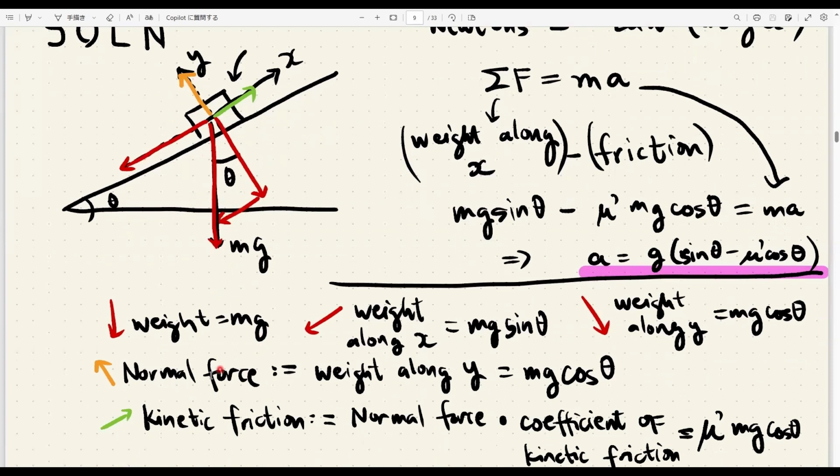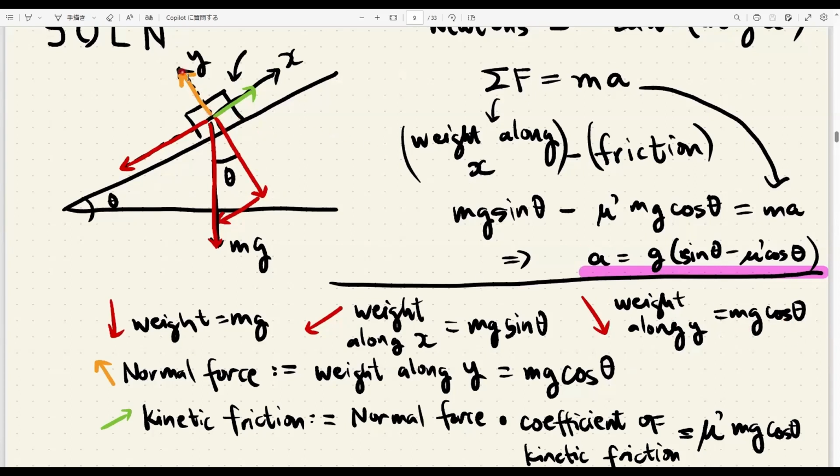So if you just look at this thing here very quickly, this is a summary of the forces we have here. The red arrow that points downward is the weight. This arrow that points this direction is a component of the weight along the x-axis, and we already said that's mg sine theta. And this force here in this direction is the component of the weight along the y-axis, and we already said that is mg cosine theta.